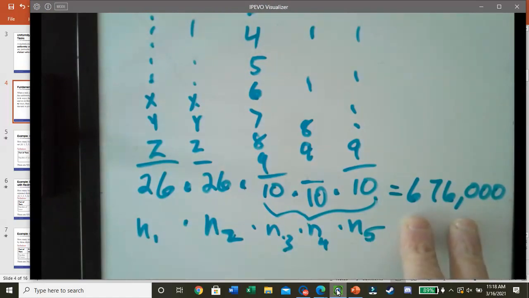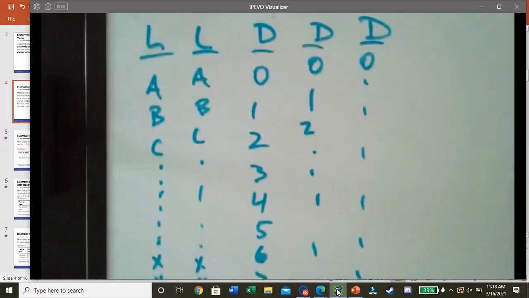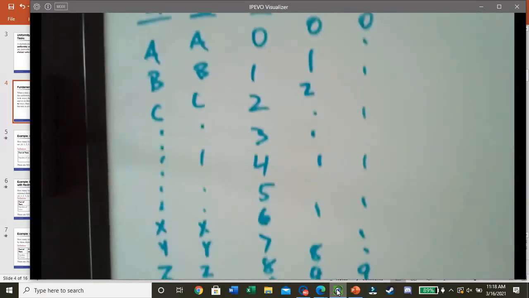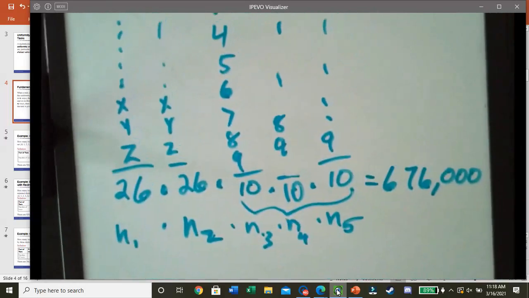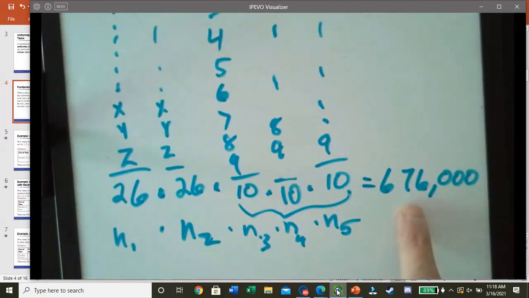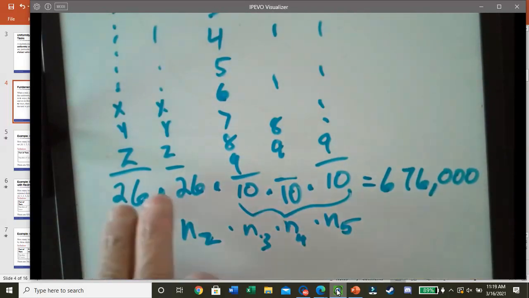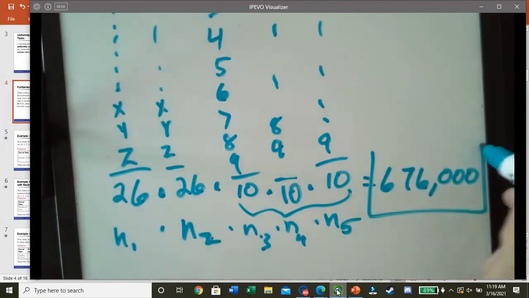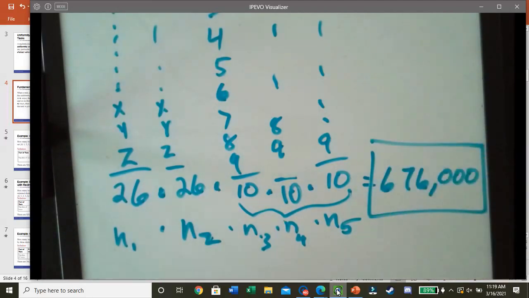So what we're saying here is, how many possible ways can we come up with ID numbers? We can get 676,000 different ways to come up with an ID number based on 2 letters followed by 3 digits. Okay? So any questions with that? And that's part of the fundamental counting principle. All right?